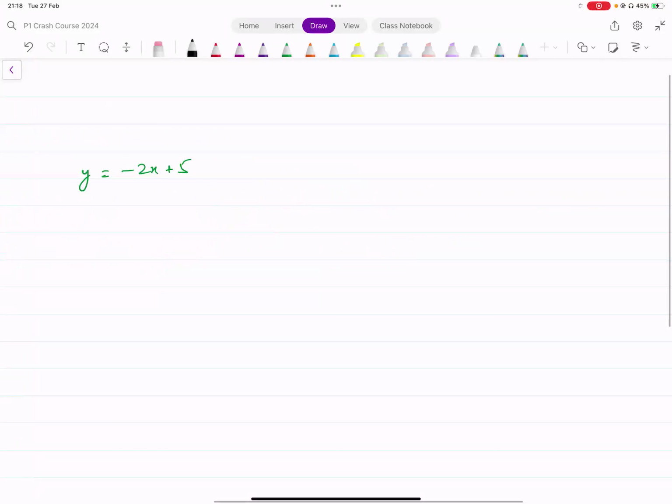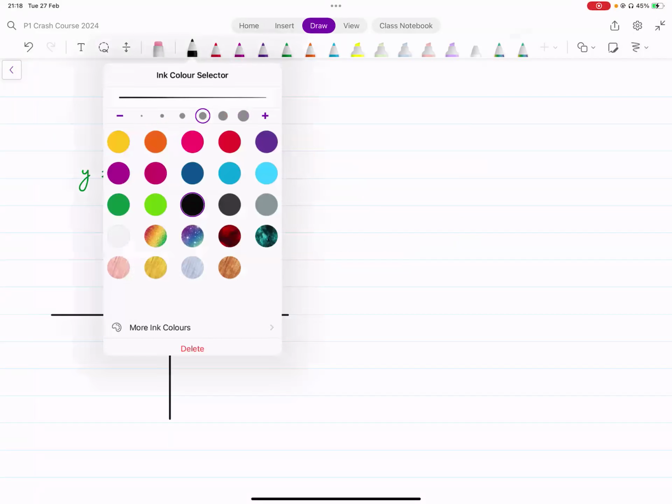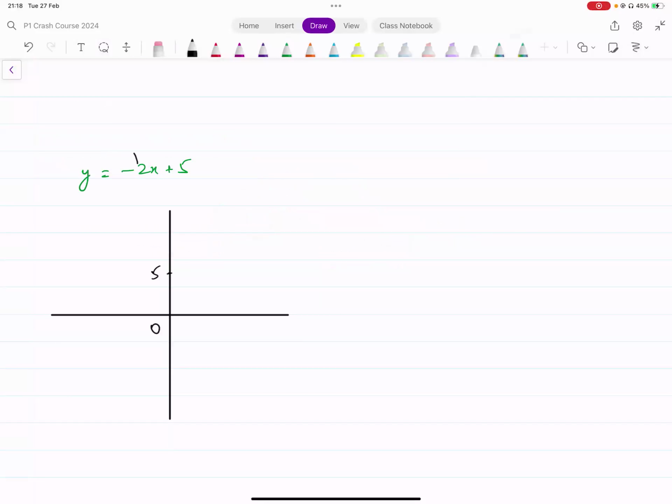If you were to draw the graph of this function, the graph of this line, the graph would look like this. The y-intercept is 5. So let's say this is 5. So the line is going to pass through 5. The gradient is negative, so it's going to be a downward sloping line, which might look like this. Okay. So we have this equation. Let's say this is what the graph of this line looks like.